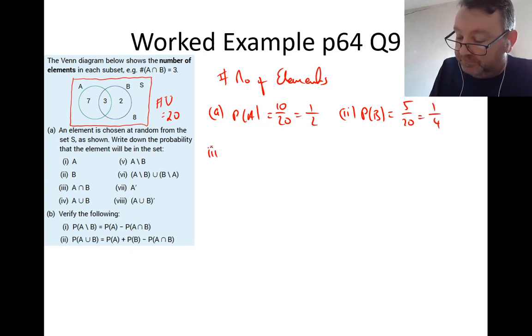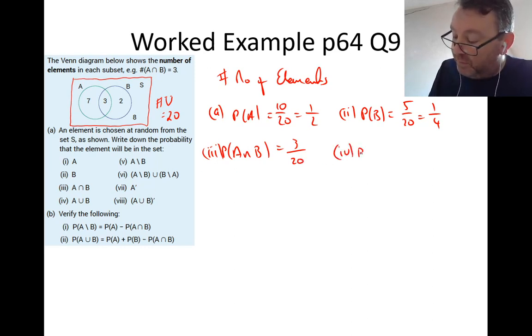Part 3. A intersection B. So the probability of A intersection B, there's the intersection, is 3 over 20. So far so good. Part 4, what's the probability of A union B? Well, out of 20, what's A union B? 7 and 3 is 10 and 2 is 12. Because don't forget, union means you add them. Intersection means you go between them like that where there's overlap.